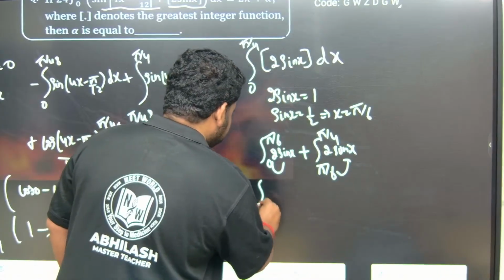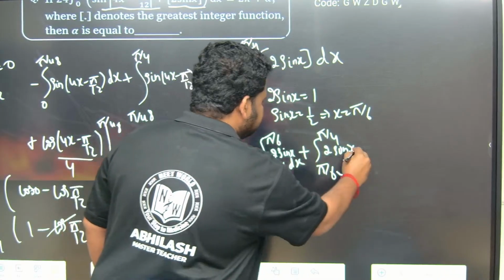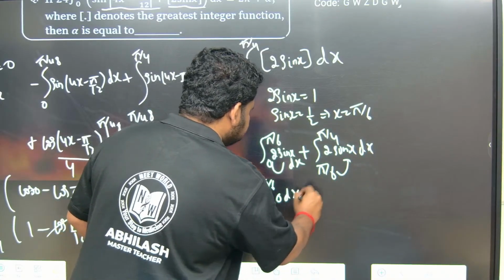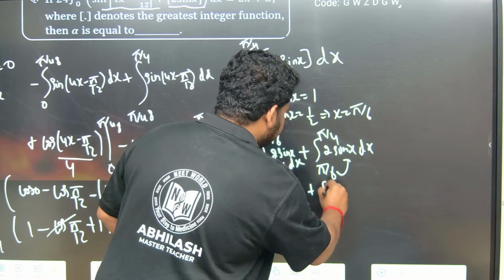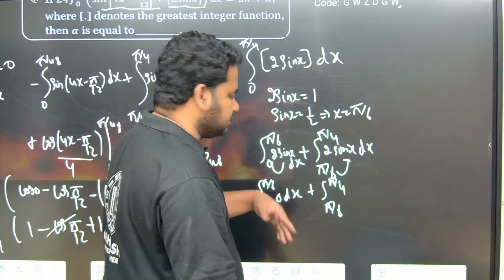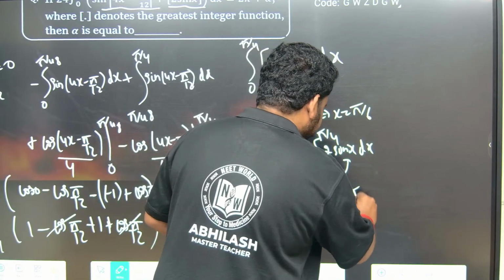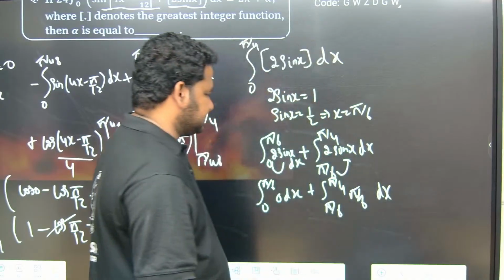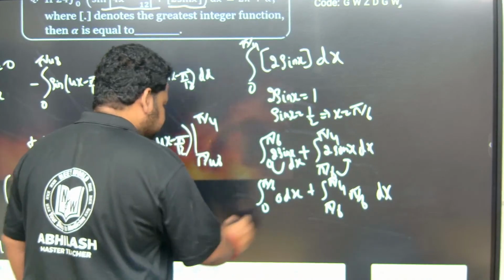So integral of 0 to pi by 6, 0 dx, plus pi by 6 to pi by 4, integral of 2 sin x dx, with lower limit pi by 6. So if I integrate this one, this will become 0.